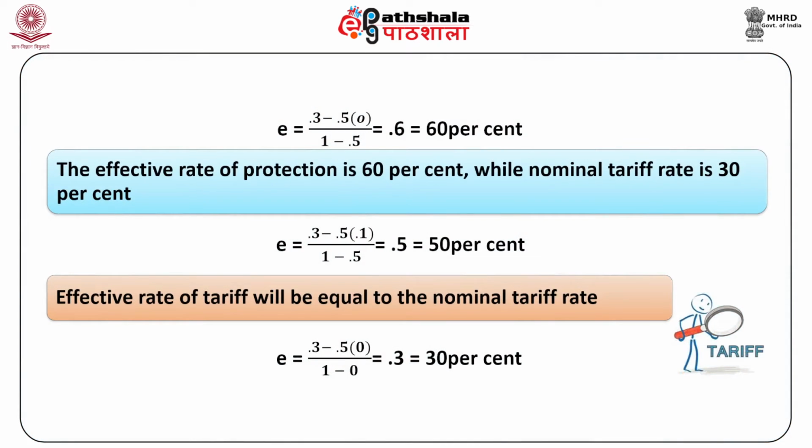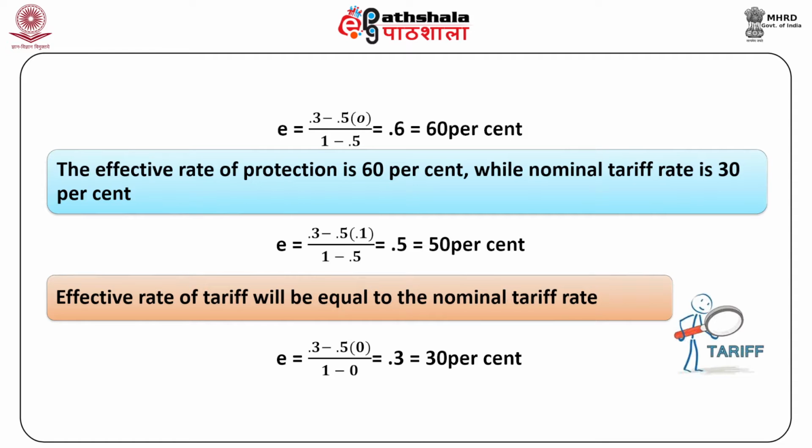Let us take an example. Suppose the value of alpha is 50% and the value of R is 0. Then what will be the effective rate of protection if the nominal tariff rate T on the imported good is 30%? E = (0.3 − 0.5 × 0) / (1 − 0.5), which is equal to 0.6 or 60%. In this case, the effective rate of protection is 60%, while the nominal tariff rate is 30%.